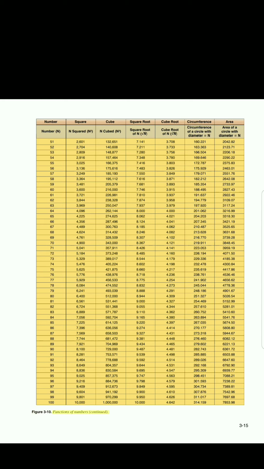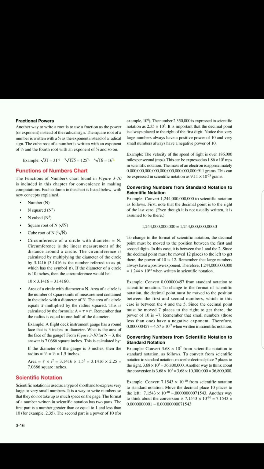Functions of numbers, continued. Fractional powers. Another way to write a root is to use a fraction as the power, or exponent, instead of the radical sign. The square root of a number is written with 1/2 as the exponent instead of a radical sign. The cube root of a number is written with an exponent of 1/3, and the fourth root with an exponent of 1/4, and so on. Example: 9^(1/2) = 3, 125^(1/3) = 5, 16^(1/4) = 2.